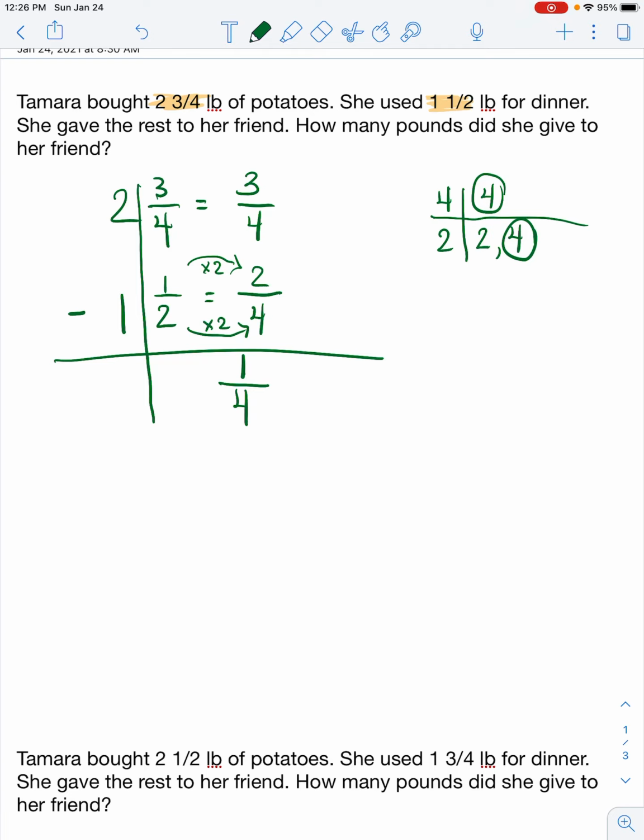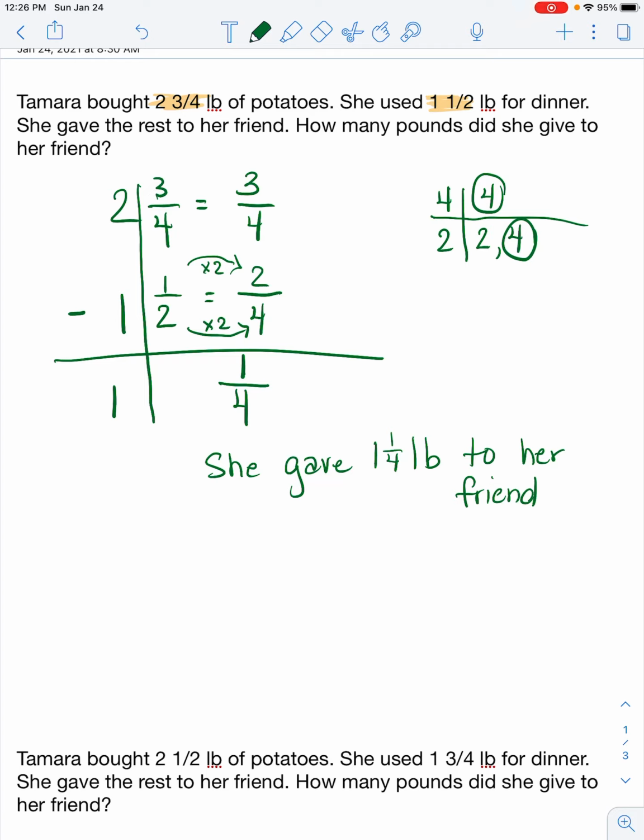And then we are going to subtract the whole number side. 2 minus 1 is 1. And so she gave 1 1/4 pounds to her friend. Okay, nothing especially difficult there. It's just like subtracting whole numbers.